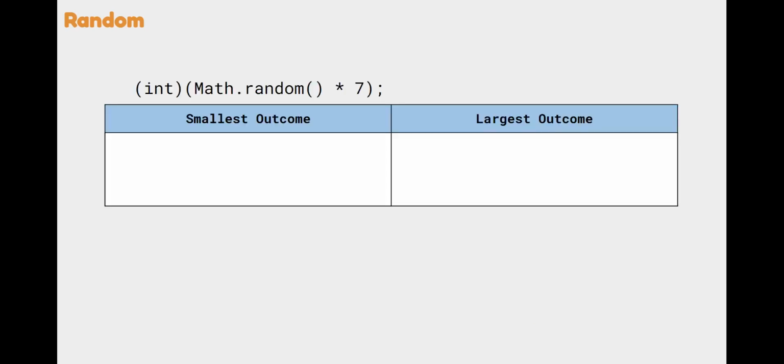Let's go ahead and call Math.random. And whatever value we get, we will multiply that by 7, and then we will cast that as an integer. Looking at the smallest outcome of Math.random, which is 0.0, 0.0 times 7 is 0.0, cast as an int is just 0. Which means if we ever multiply Math.random times 7, the smallest outcome we would ever get will be a 0.